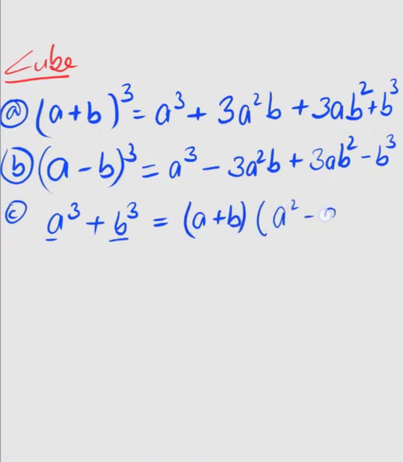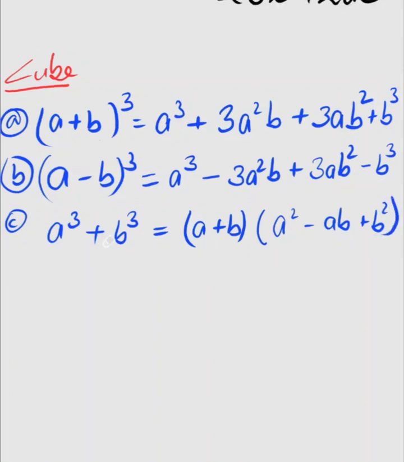The third formula C is a cube plus b cube equals (a + b) bracket (a square minus ab plus b square). Now you need to remember, when there is plus between a cube and b cube, you will write plus here, and here it's plus and here it's minus. In this case, when you write here plus, here minus; if there is minus here, then you will write minus here, plus here.